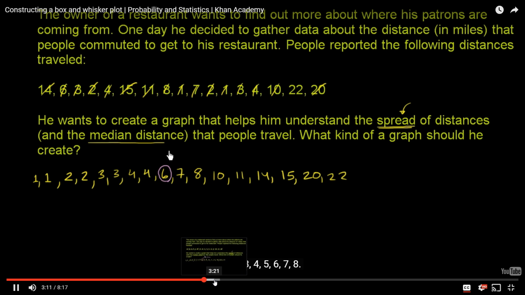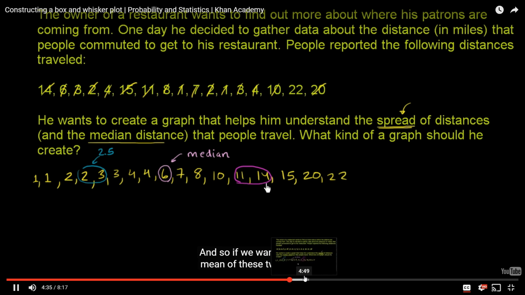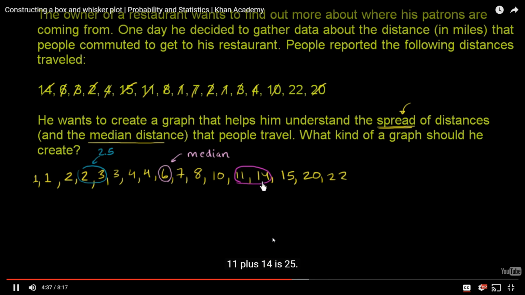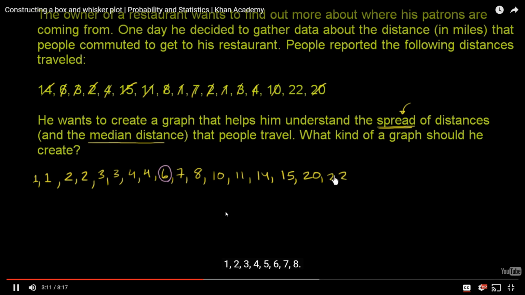6, 7, 8. So it is this 5 in between. The mean of these two numbers, 11 plus 14 is 25. Halfway in between the two is 12.5. So the two middle, bottom half of our median out, and the section is 4, 5, 6, 7, 8. So it is indeed the median.